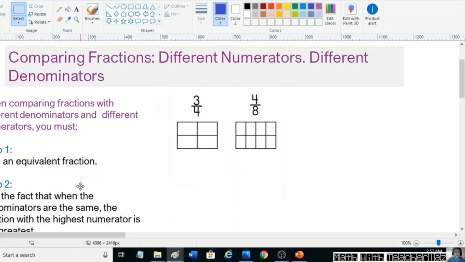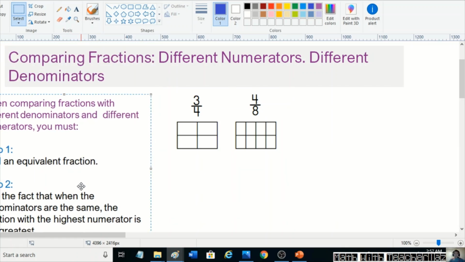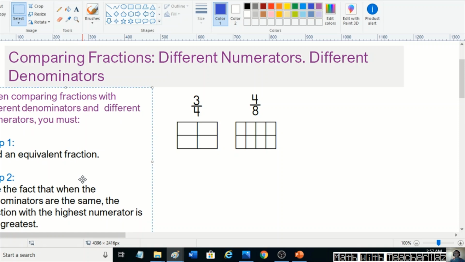Okay, so the main thing that you're going to have to do is to compare fractions when they have different numerators and different denominators. As the case is here, the 3/4 has a 3 as a numerator, 4/8 has a 4 as a numerator, so they're different, and the denominators in 3/4 is 4, the denominator on 4/8 is 8, so they're also different. So this is the case. So when you're going to do that, you're going to find an equivalent fraction. When you find that equivalent fraction, you'll have the same denominator. At that point, you can just compare the fraction with the greatest numerator will be the greatest. So let's go ahead and do that.